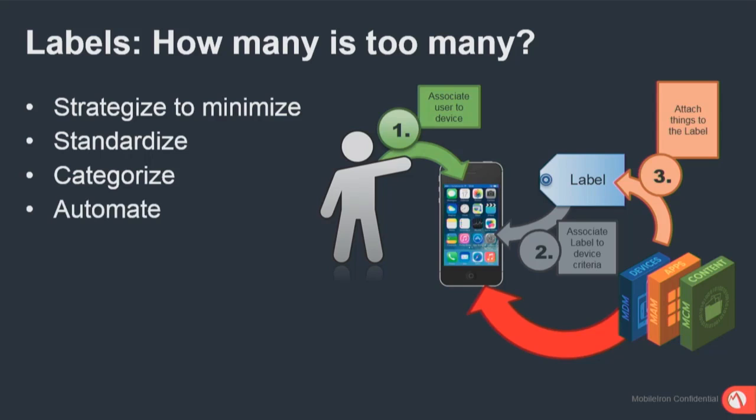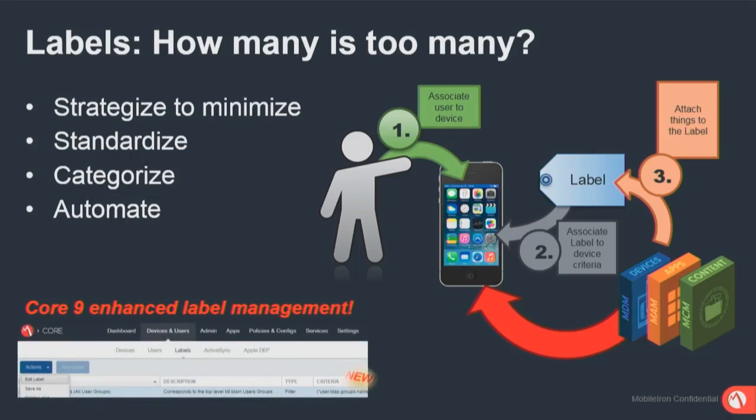Automate by using the advanced search to create filter labels and apply labels automatically based on LDAP groups or attributes. And long awaited, now in Core 9, we have a way to edit and clone labels. I'm sure that many of you are very excited about that new cloning feature.